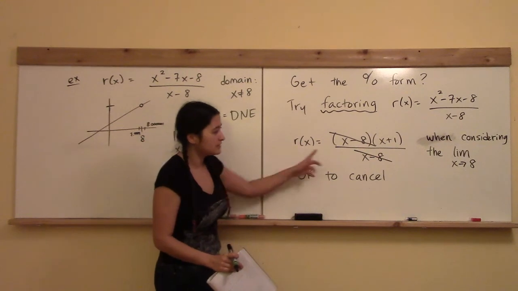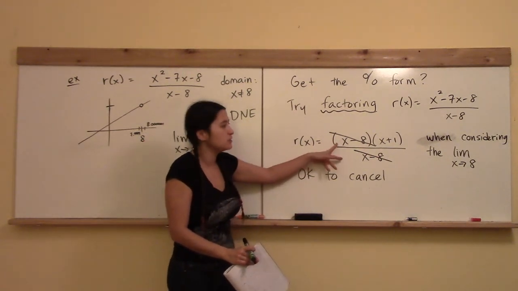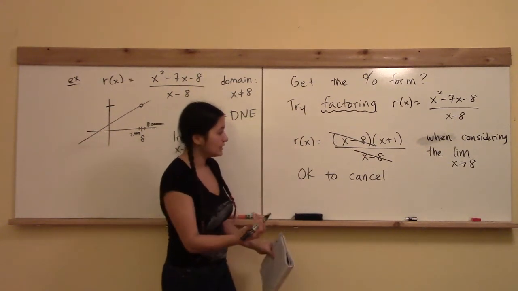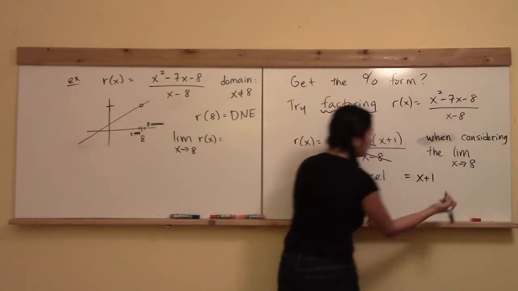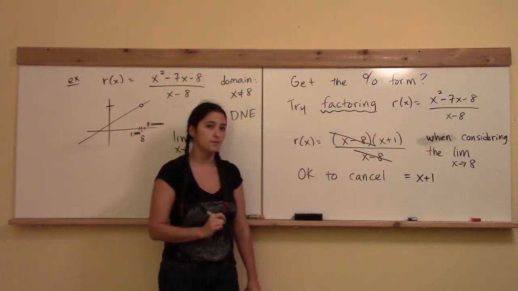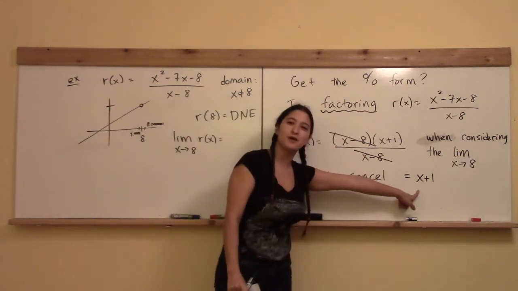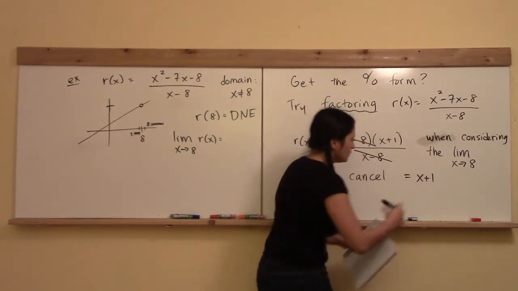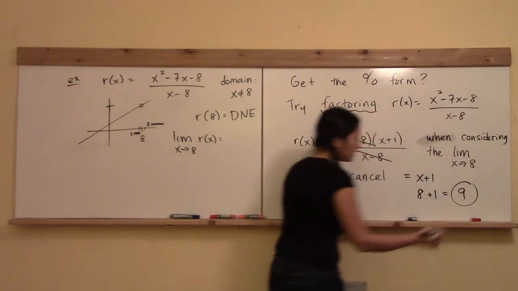But as long as these things are not 0, sure, they're close to 0, but they're not 0, and they're also equal, I can cancel them right out. So it's okay to cancel, which is to say that when I'm considering the limit, this thing is equal to x plus 1, because the top and the bottom factors of x minus 8 canceled. Now let's see what happens if I plug and chug, because this looks like a polynomial, and that's really not too bad. Okay, x equals 8, so let x equal 8, and then what did I get? I got the number 9.